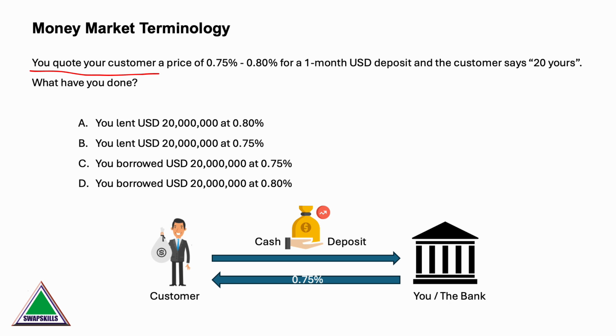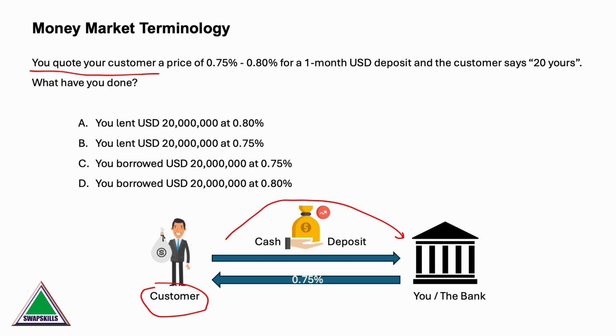You quote them a price of 0.75% to 0.8% for a 1-month dollar deposit, and the customer says 20 yours. What have you done? Well, when they say yours, they're saying yours is the cash. I'll hand over the cash to you. So this is the customer on the left here. They're handing over cash to you, the bank, yours, $20 million worth.